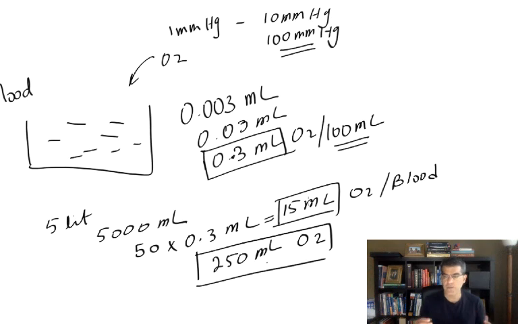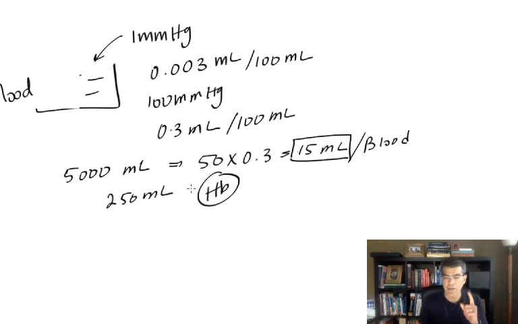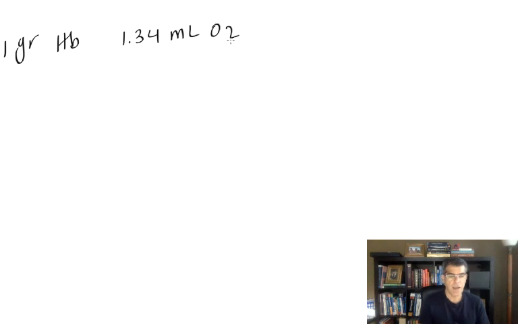So what do we have to do to carry more oxygen? Therefore, we have to use another protein called hemoglobin. As you know, hemoglobin also is going to carry oxygen. Let's see how hemoglobin is going to help us. 1 gram of hemoglobin can carry 1.34 ml of oxygen. How much hemoglobin do we have? We have, let's say, 15 grams of hemoglobin.